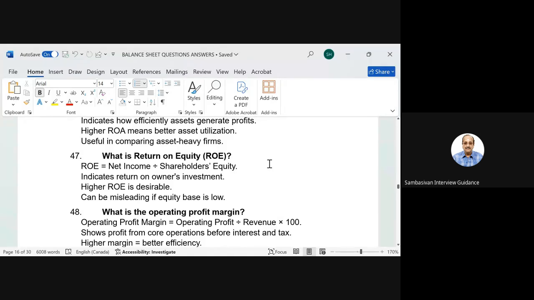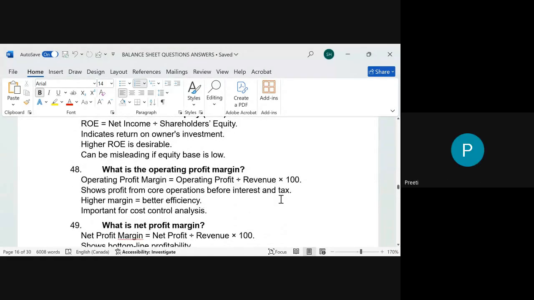Continue. 47. What is return on equity? ROE. ROE is equal to net income divided by shareholders' equity. Indicates return on owner's investment. Higher ROE is desirable. Can be misleading if equity base is low.